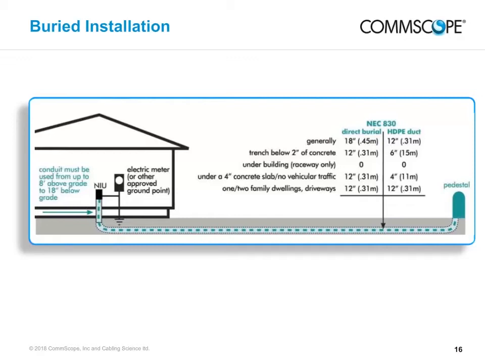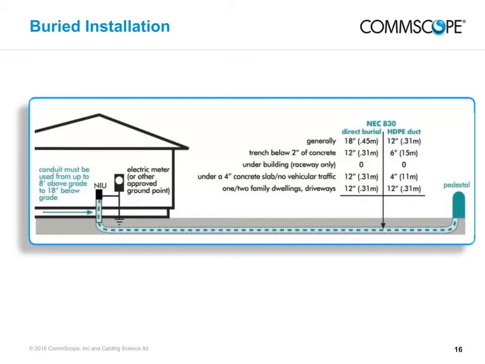If you are directly burying cable without using conduit, you should use an 18-inch or 45 centimeter length of it to protect the cable 6 inches or 15 centimeters below and 12 inches or 30 centimeters above grade where it emerges next to the residence.